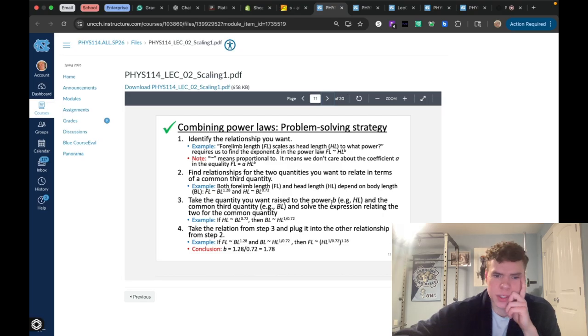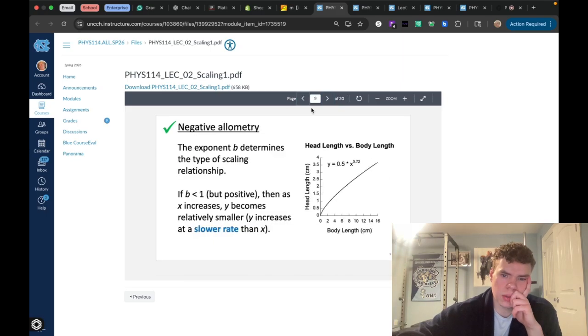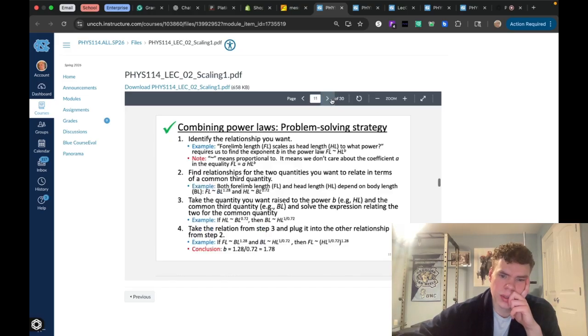So this is just saying, for this last example where we said forehead length was equal to body length at a 1.28 coefficient, which is right here. And then also this one: body length would be equal to head length at a 0.72 coefficient, right?